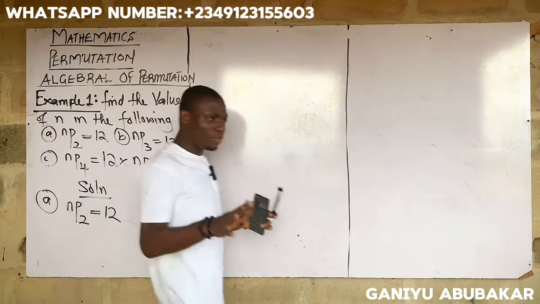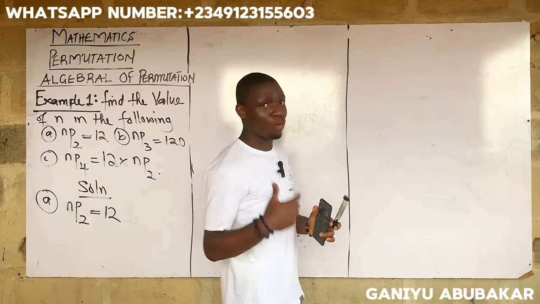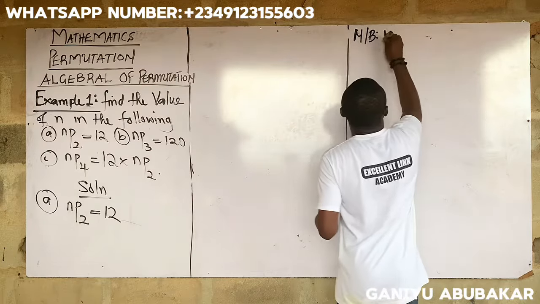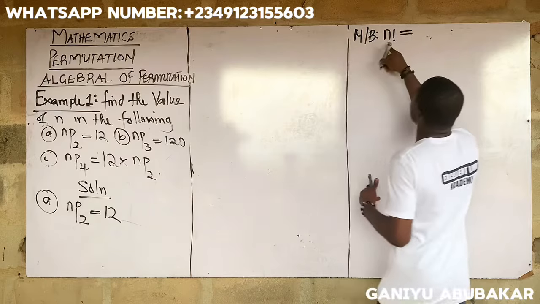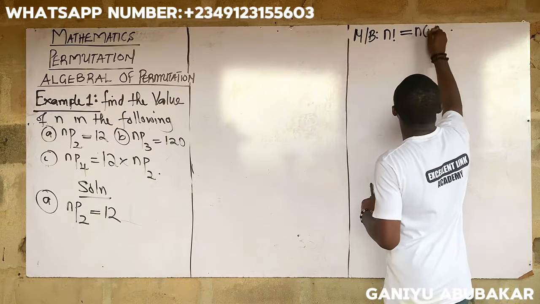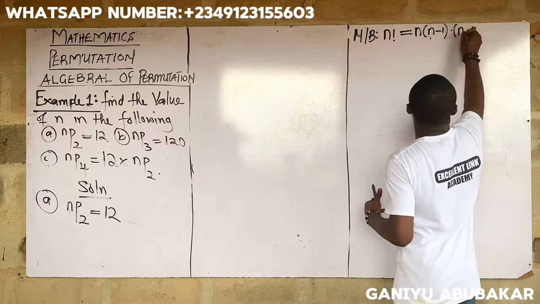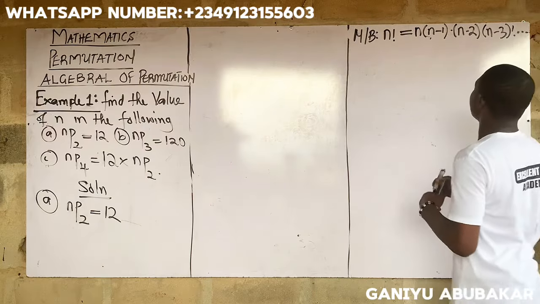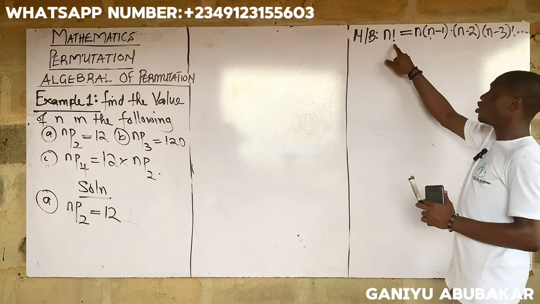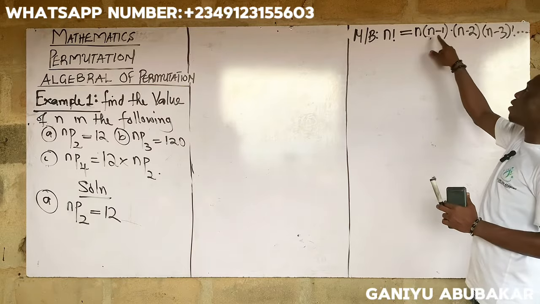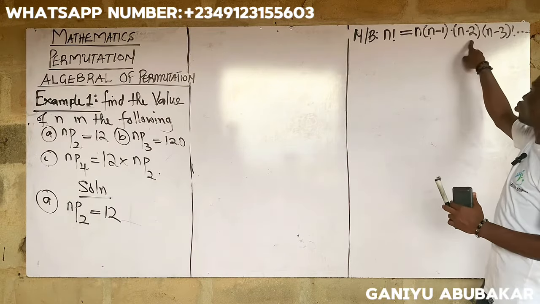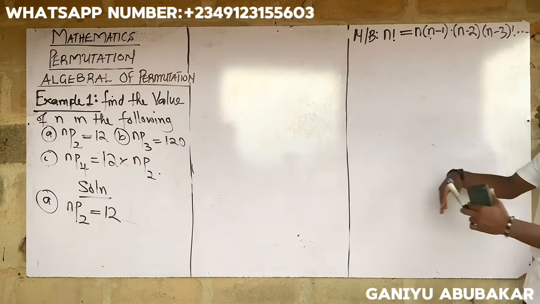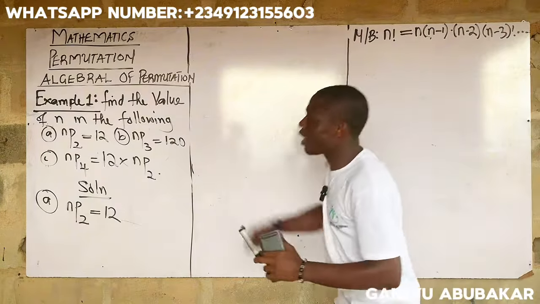Note something, please. I should have given you this earlier, but note that if I have n factorial, the value of n factorial is equal to n into n minus 1 into n minus 2 into n minus 3. It's continuous, and it continues with n minus 4, n minus 5. Just note that anywhere you stop, put a factorial at the back of it.